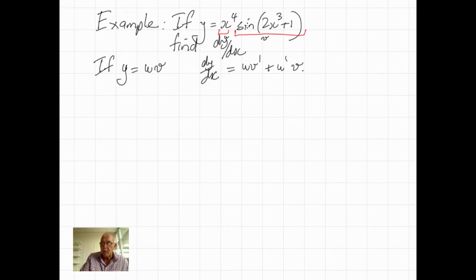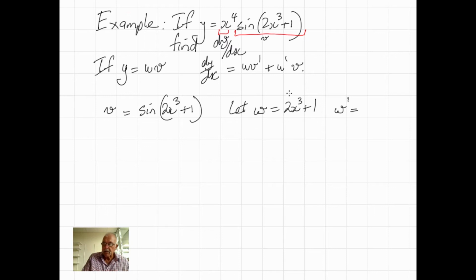It's not just a straightforward cos of this bracket. You'll have to do the derivative of the composite. So it might be worthwhile just attacking the derivative of this. If v equals sine of (2x cubed plus 1), we want to work out what v' is. So let w equal the brackets 2x cubed plus 1, therefore w' is the derivative of that, which will be 6x squared, and the derivative of a constant is 0.